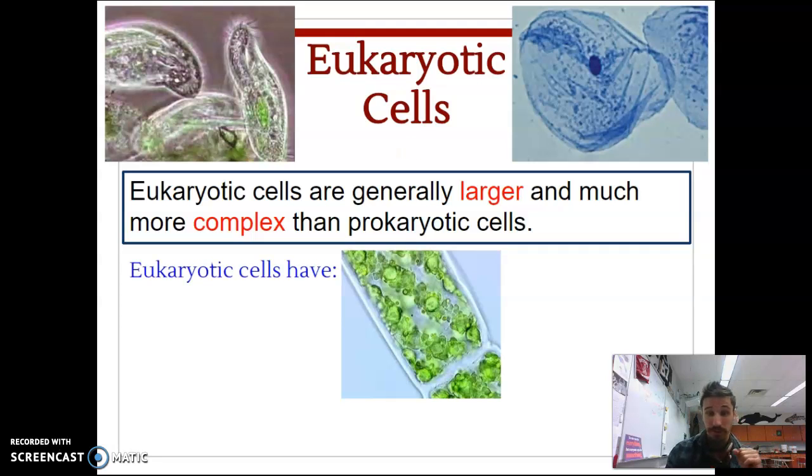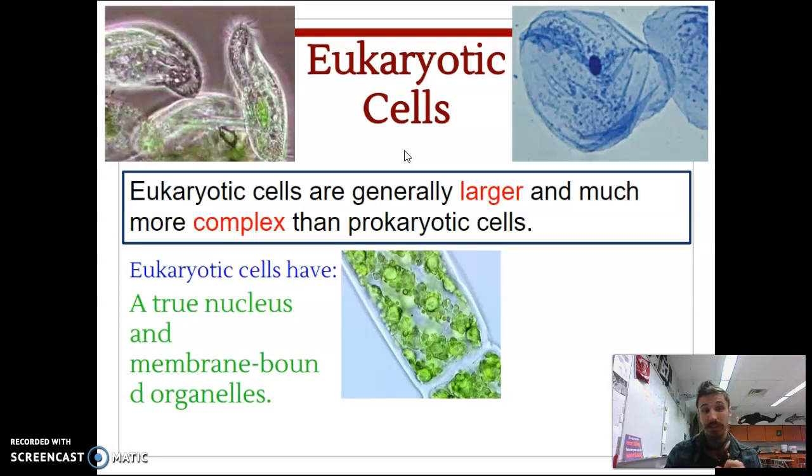Eukaryotic cells have the following: a true nucleus and membrane-bound organelles. Now, what I mean by true nucleus is the prefix EU means true, so that's where eukaryotic comes from. We say it has a true nucleus because it is, in fact, a large structure centralized within the cell that houses DNA. And then besides the nucleus, inside of the cell, there are other organelles, other organs that are their own structures, bound by their own membranes that carry out certain functions. And we're going to talk all about those.